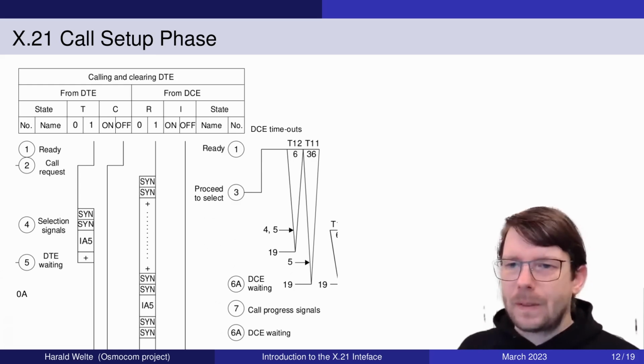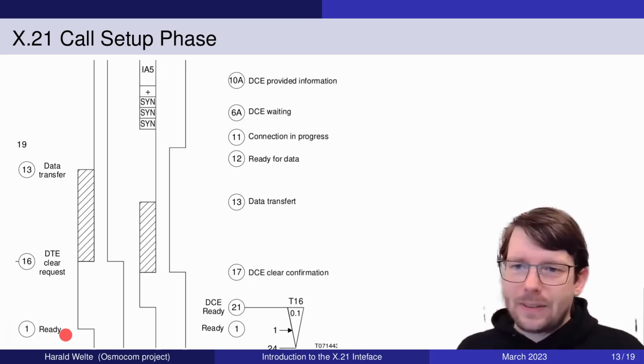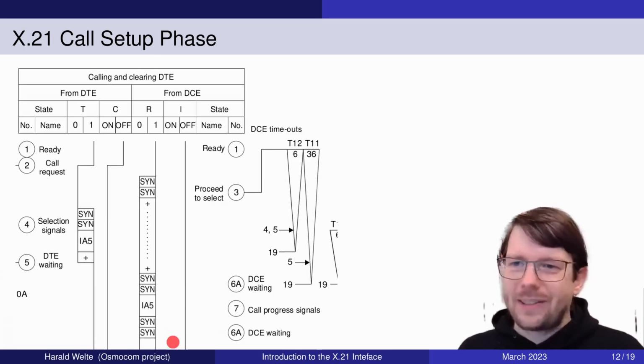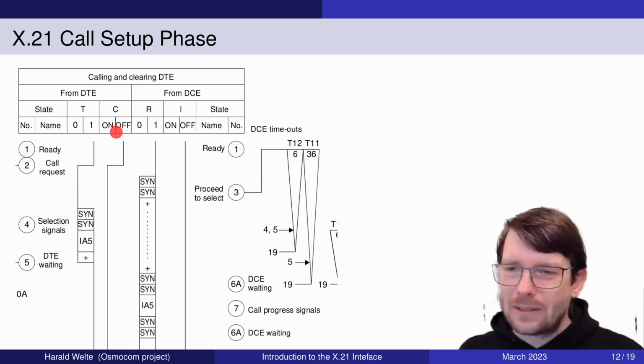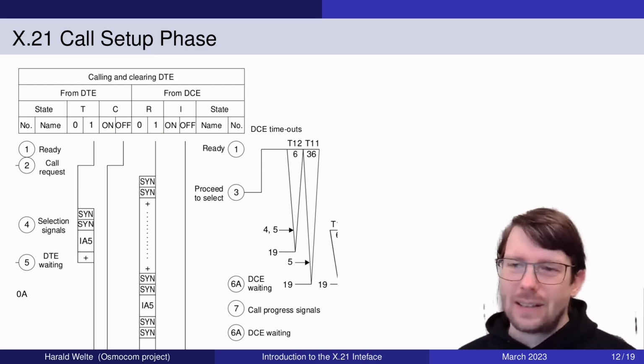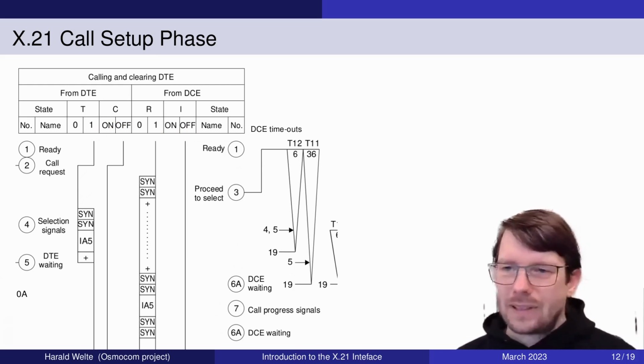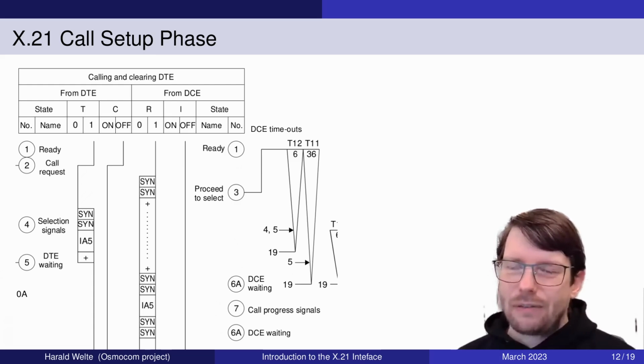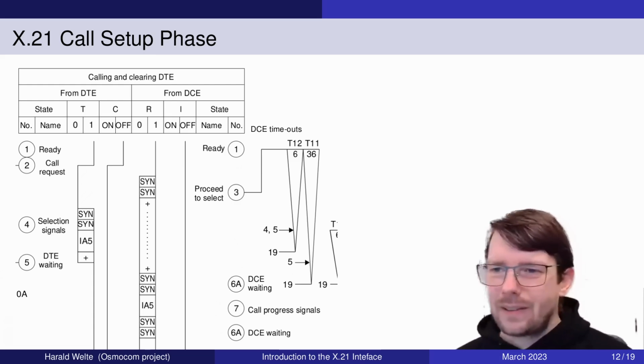Yeah, thanks. So if we go to the next slide, then you see basically they go back to that state where basically all the signals here are on the right hand side of their column, meaning here on the one state for the T and R, and on the off state for the I and C signal. So we're back to origin, and yeah, that's the ready state.